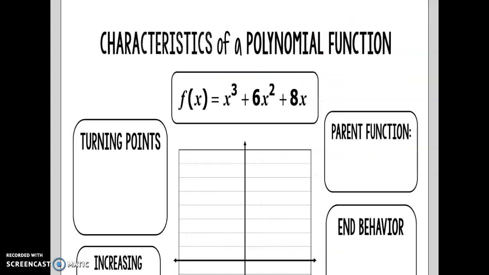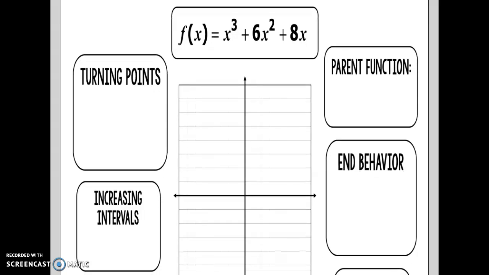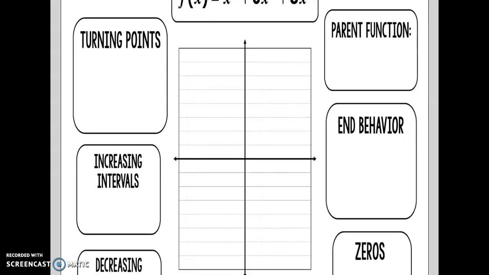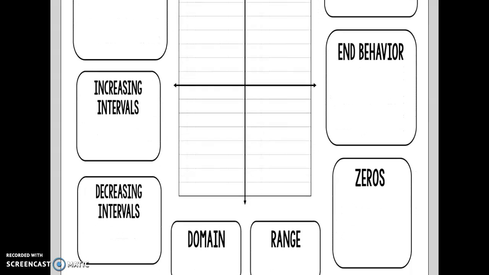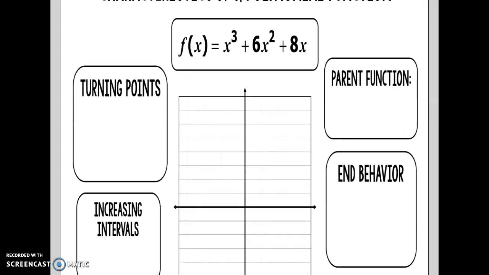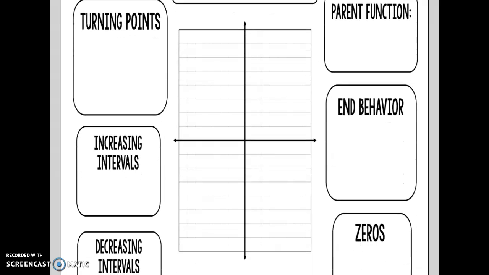Characteristics of a polynomial, this is something we will go over next week a little bit more, but I want you to start thinking about, okay, if I gave you a function, could you find the turning points? What would the parent function be? What would the end behavior be? Where are the increasing intervals, the decreasing intervals? What's the domain and the range? What are the zeros? So that would be something that by the end of this week I would want you to be able to do.